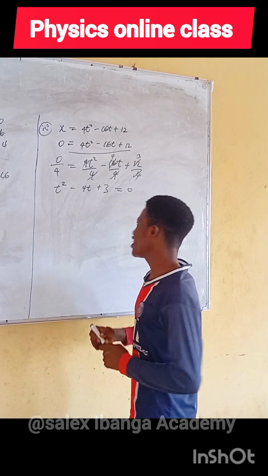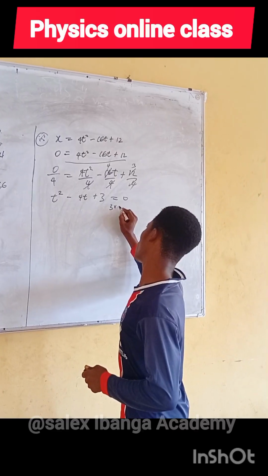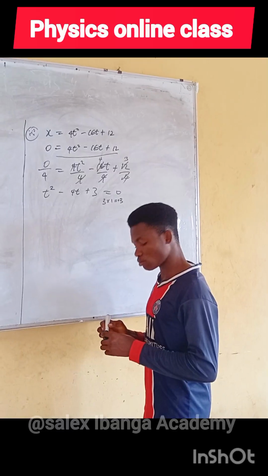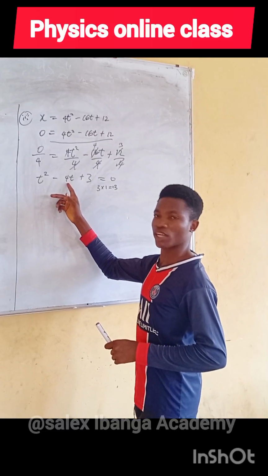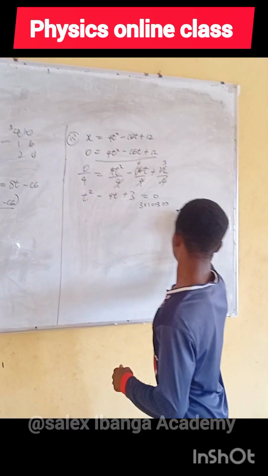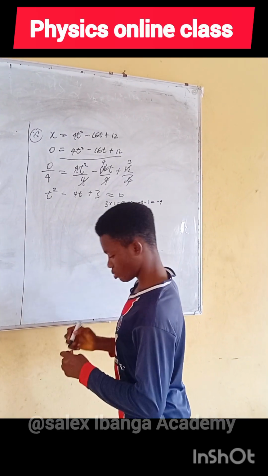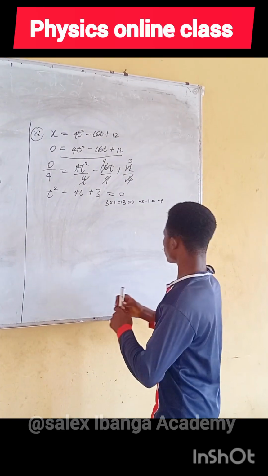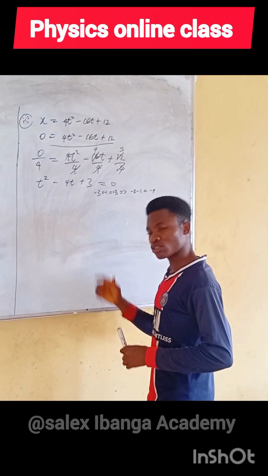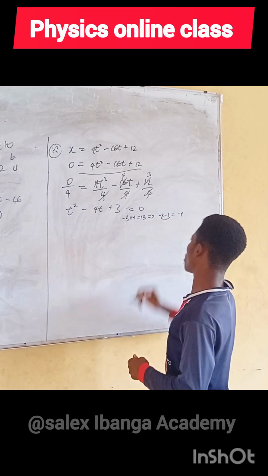So now, let's do that. The constant is plus 3. If I say 3 times 1, that will be 3, but I want to get minus 4. How do I get minus 4? If I say minus 3 minus 1, that will be minus 4. And if I also say minus 3 times minus 1, that is plus 3. So the factors are minus 3 and minus 1.